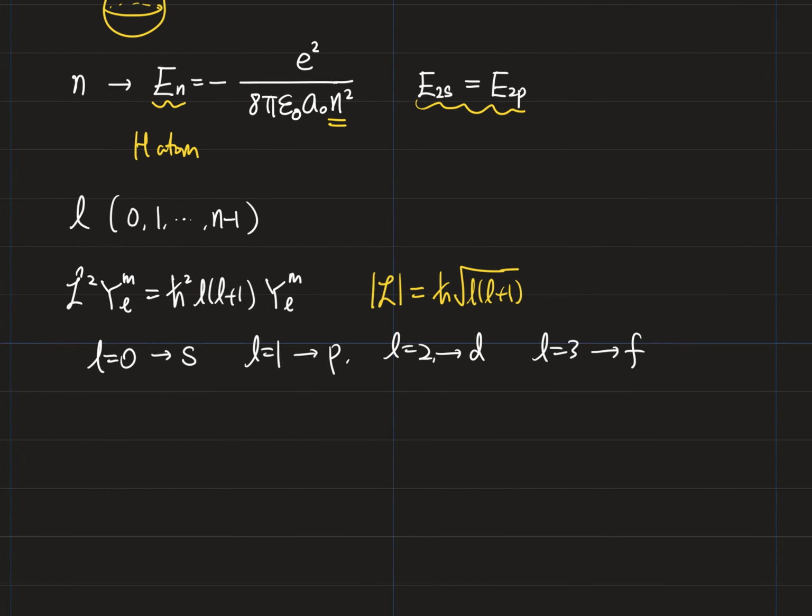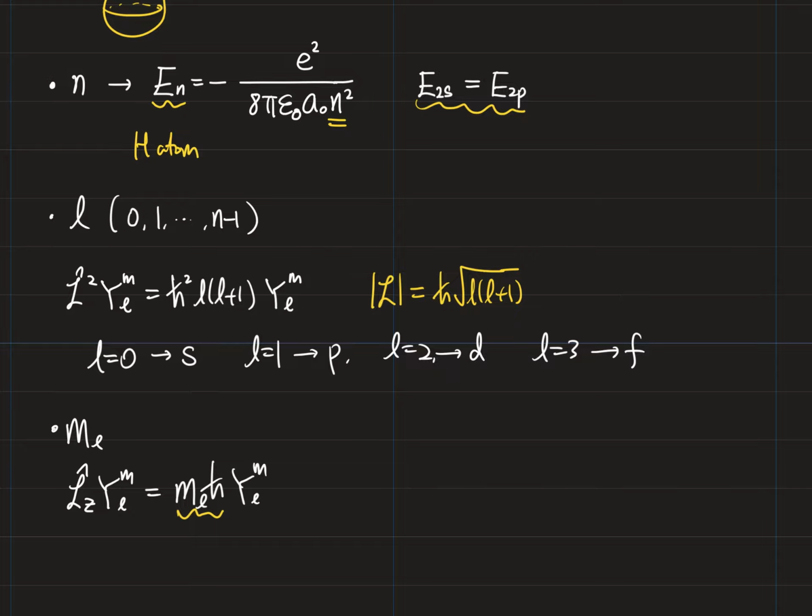And the magnetic quantum number M sub L. So the eigenvalue of the Lz operator is M sub L h bar. So eigenvalue is ML h bar.